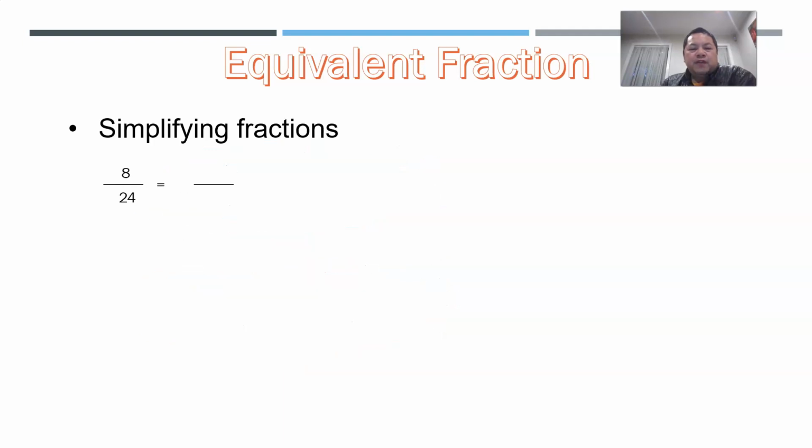So how do we simplify fractions? One of the skills that you need to know is to find the highest common factor among them. The highest common factor between 8 and 24 is actually 8. So you can divide by 8 across, you get 1, divide by 8, I get 3. So 8 out of 24 is actually 1/3.